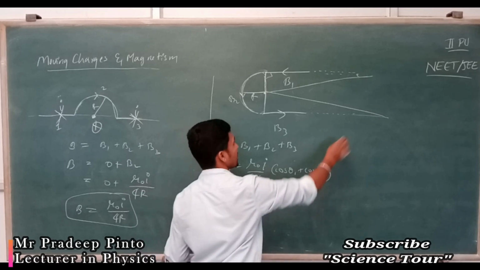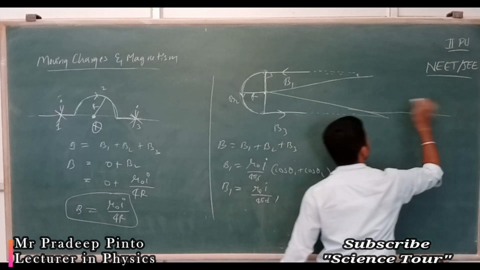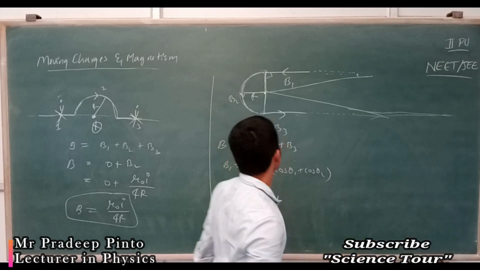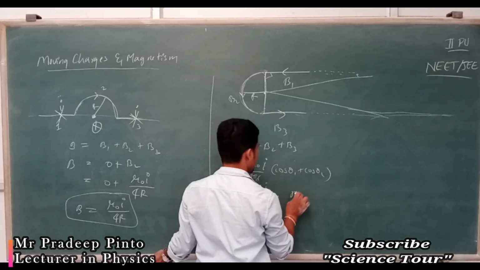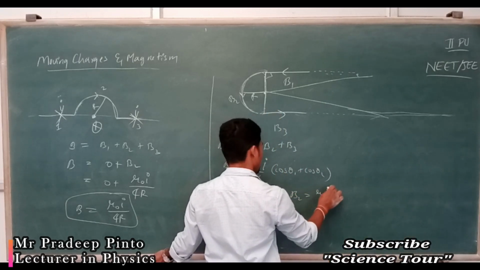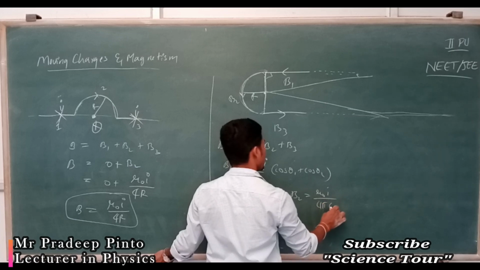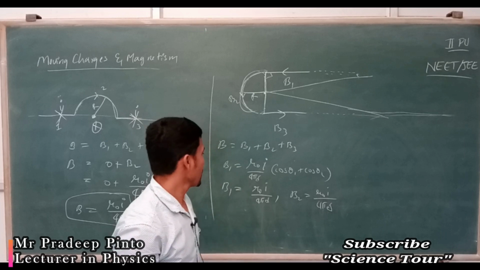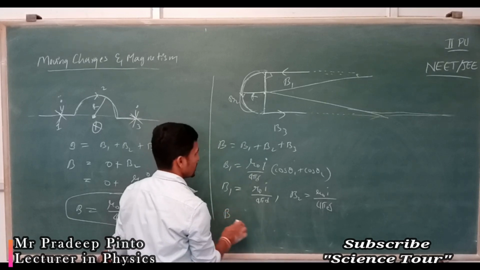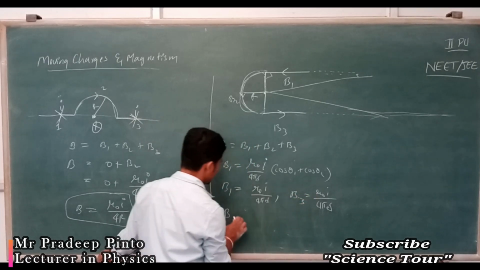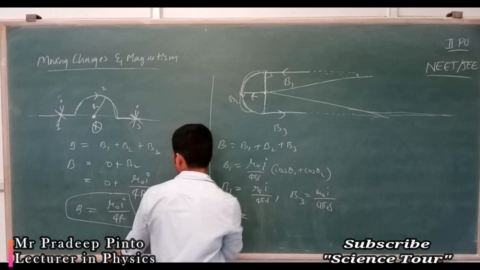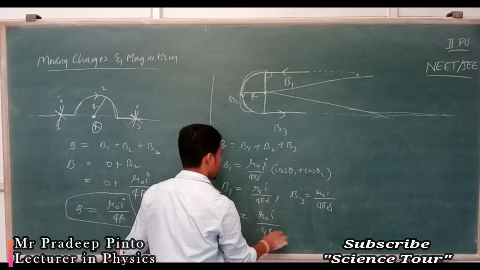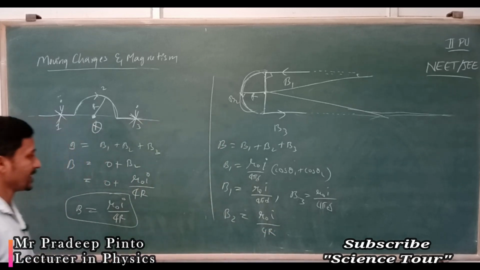Similarly, this one is infinite, right? Where is it going to? It is going to become 0. Here it becomes 90 degrees. So again B2 becomes mu naught I divided by 4 pi d. Now what is this? Because of the semicircle, B2. Okay, that is nothing but what we have written here, right? So mu naught I divided by 4R.